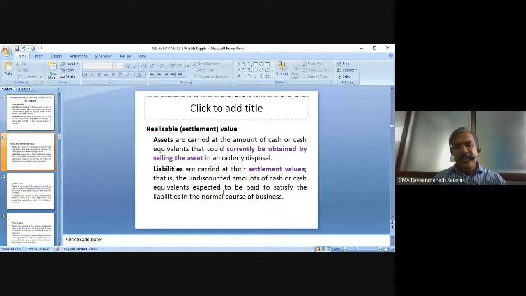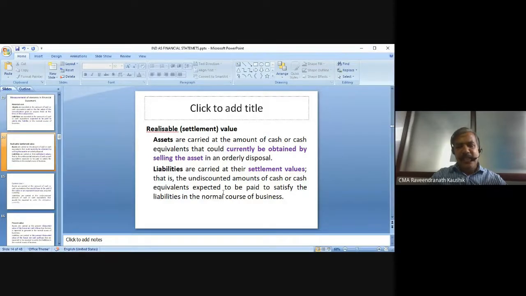Then liabilities are carried at the settlement values, that is the undiscounted amount of cash or cash equivalent expected to be paid to satisfy the liability in the normal course of business. So undiscounted means if you are going through factors or any other modes where you need to discount it, that needs to be taken into consideration before you arrive at the settlement value. Okay, so it's an undiscounted amount of cash and cash equivalent where the liability exists for you to pay.